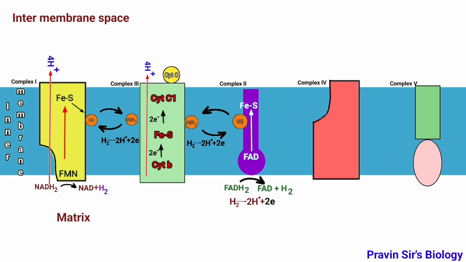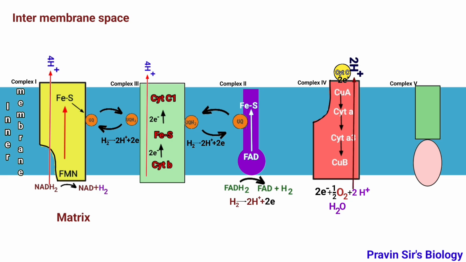Now there is a small protein, cytochrome C, which is present on the outer side of the inner membrane. This cytochrome C carries these 2 electrons from complex 3 to complex 4. Then these 2 electrons go to copper A, then to cytochrome A, then to cytochrome A3, then to copper B. From here, 2 electrons combine with oxygen and protons. Remember, oxygen is the final electron acceptor, and here a water molecule is formed. In this process, 2 protons are pumped from the matrix into the intermembrane space.